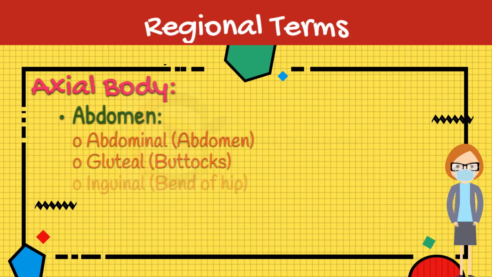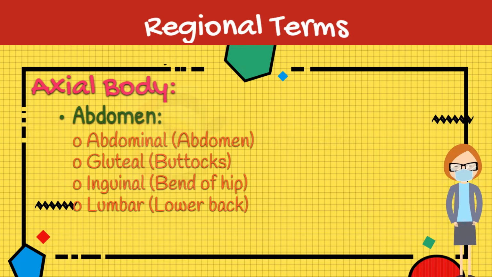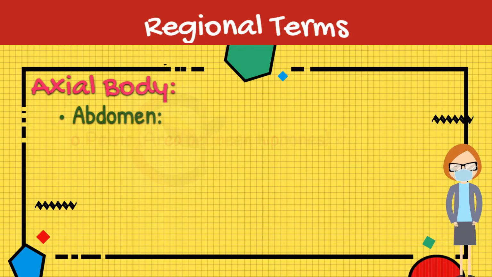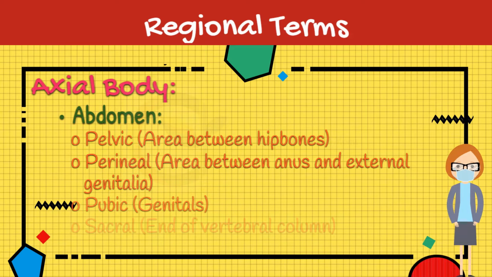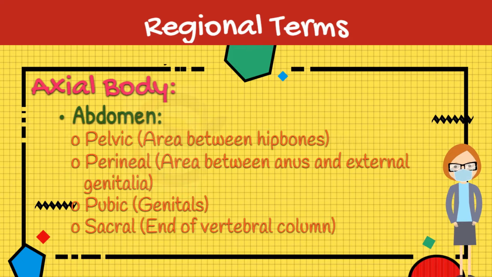Abdomen. It embraces abdominal, relating to abdomen; gluteal, relating to buttocks; inguinal, relating to bend of hip; lumbar, relating to lower back; pelvic, relating to area between hip bones; perineal, relating to area between anus and external genitalia; pubic, relating to genitals; and sacral, relating to endovertebral column.